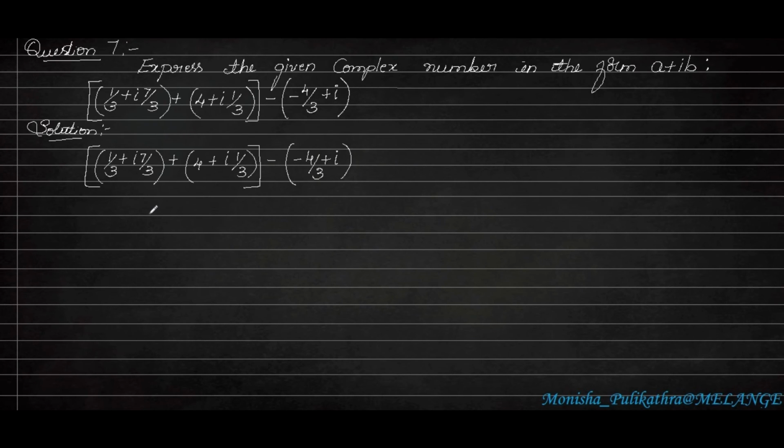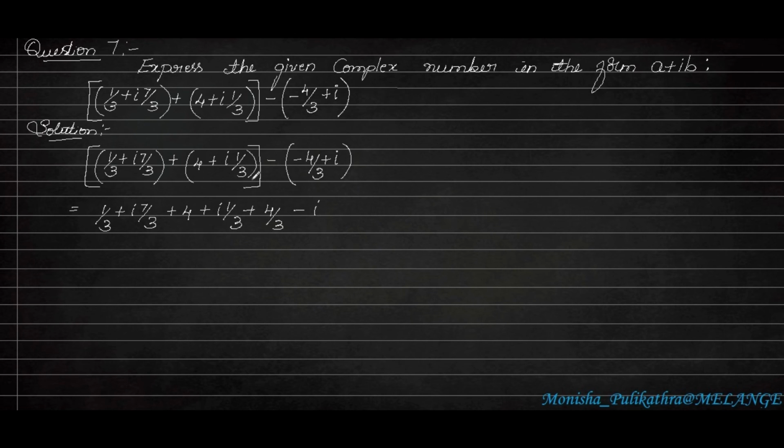Moving on to the 7th question of this session. Here the question is (1/3 + i 7/3) + (4 + i 1/3) minus (−4/3 + i). So first we have to take it out from the bracket. So we can write it as 1/3 plus i 7/3, plus 4 plus i 1/3, minus into minus is plus 4/3, minus into plus is minus i.